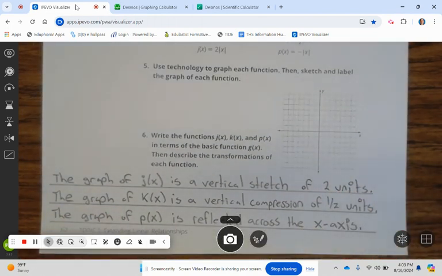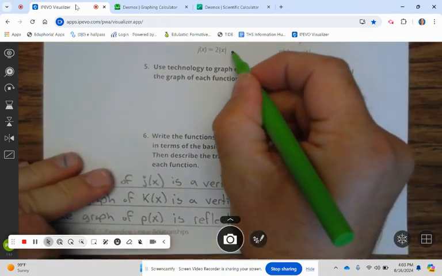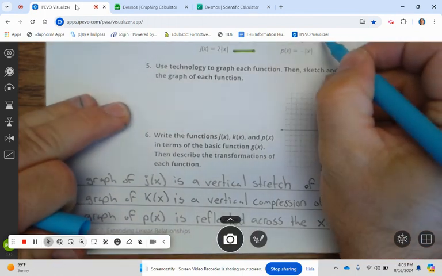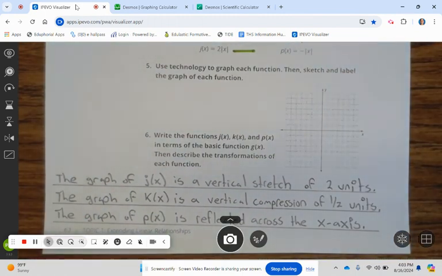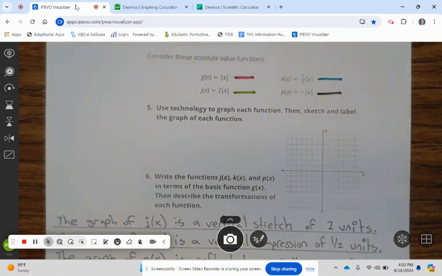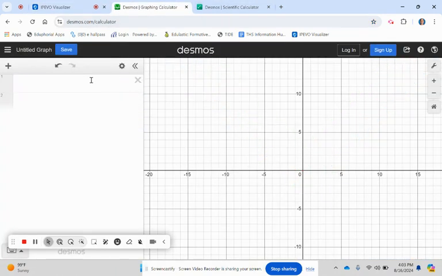Okay, so let's go ahead and use red, green, blue, and black. So let's go ahead and come back over here to Desmos. Let's clear out each of these.